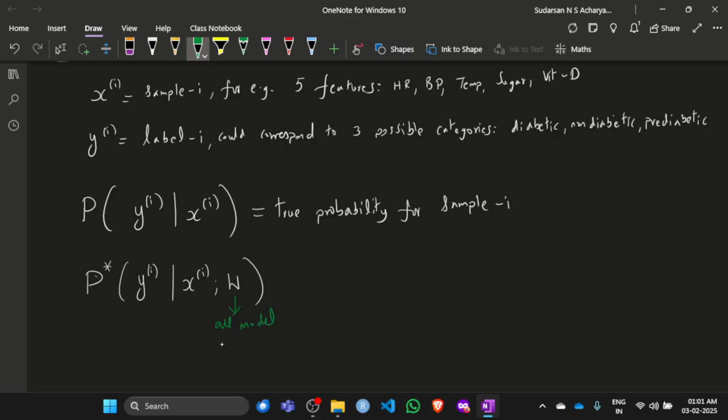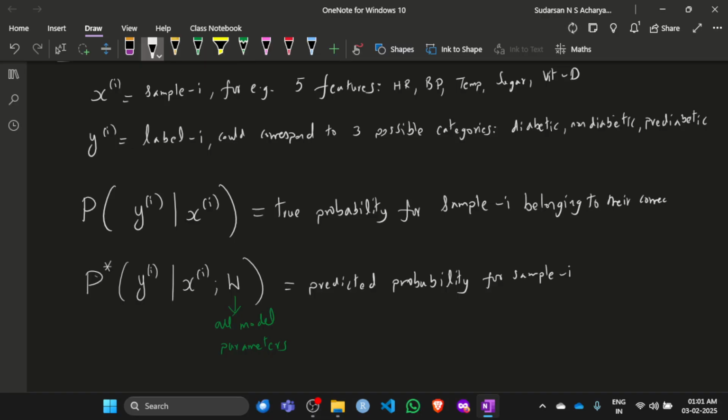So using those model parameters, given that I have patient or sample x_i, it tells me what's the probability that the patient belongs to the correct label y_i. This is the predicted probability that the sample i belongs to its correct label, right? The first one is the true probability for sample i belonging to their correct label. The second one is the predicted probability for sample i belonging to their correct label.